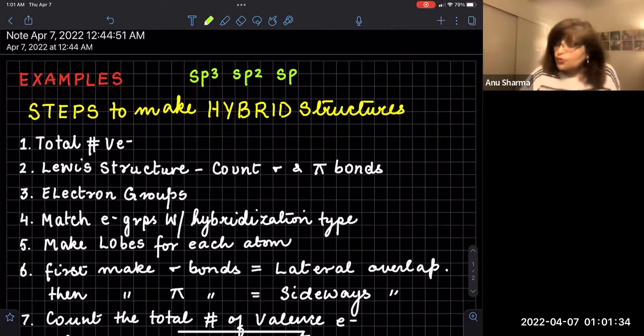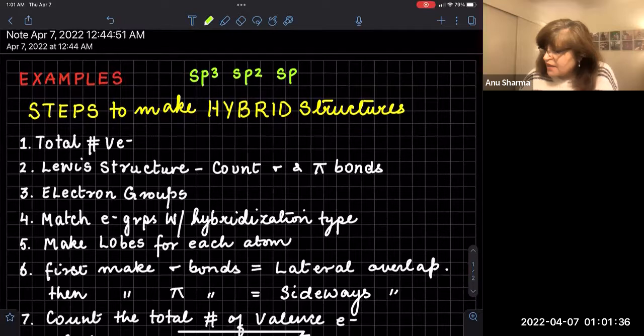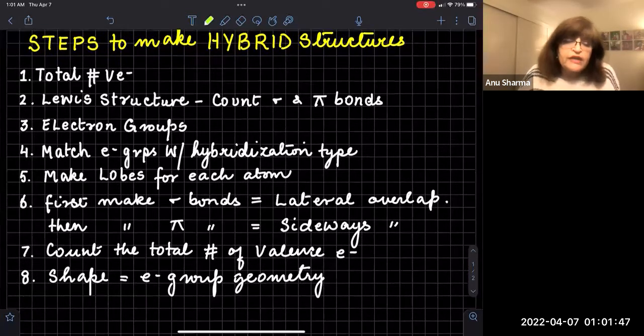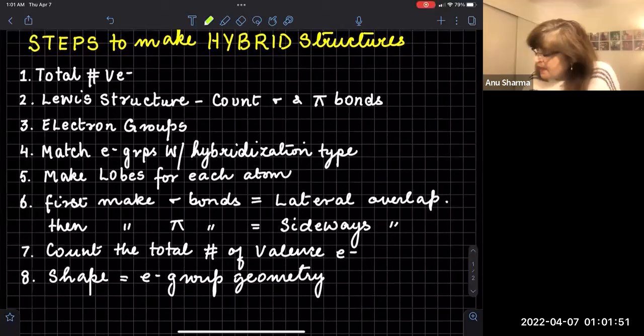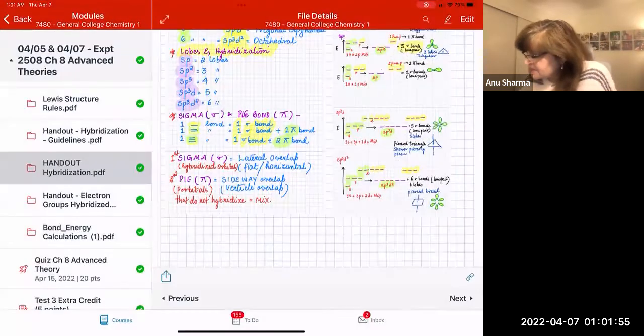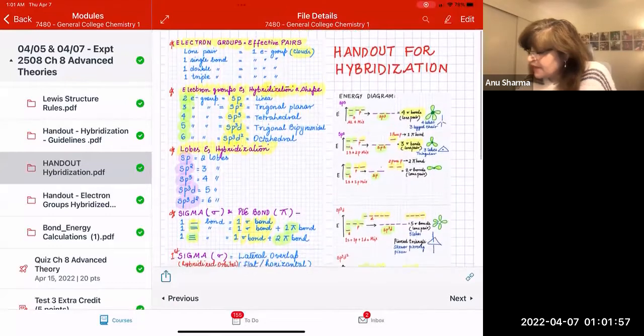Then you just make sure that you have counted all the valence electrons, and they should be accounted for in the hybridized structure also. Just keep in mind that when we look at the shape, we look at the electron group geometry. So now let's just do a little review of the details that we covered. And I have this all in the handout.